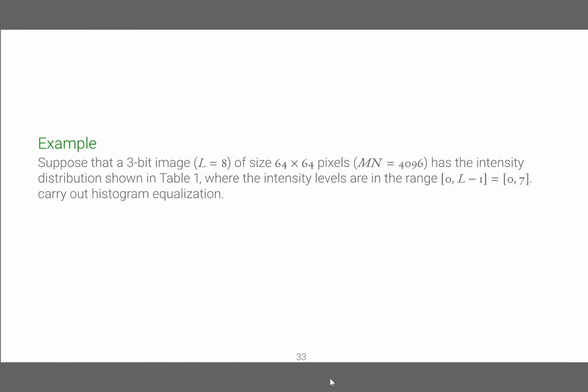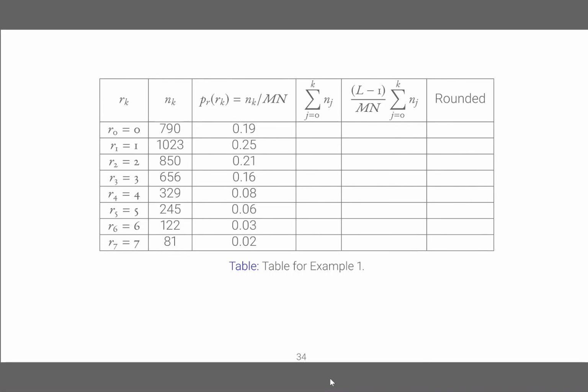Okay, so let's do this example to understand how to implement this. Suppose that a 3-bit image, L equals 8, of size 64 by 64 pixels, that is MN equals 4096, has the intensity distribution shown in table 1, where the intensity levels are in the range 0 to L minus 1, that means 0 to 7. Carry out histogram equalization. So for intensity 0, we have the number of pixels 790. For intensity value 1, 1023, and so on. The probability has also been given, but we don't need that.